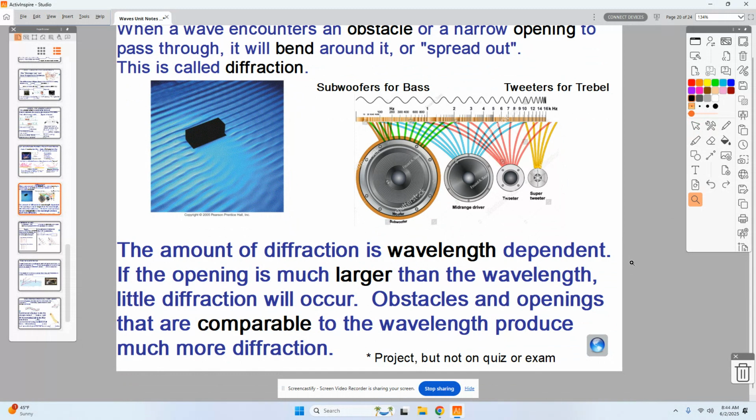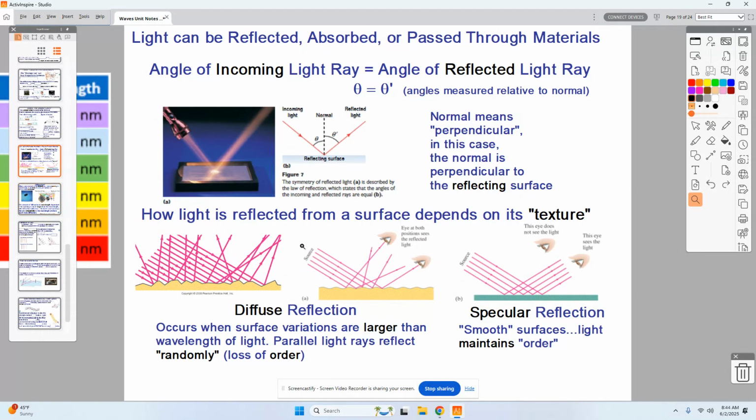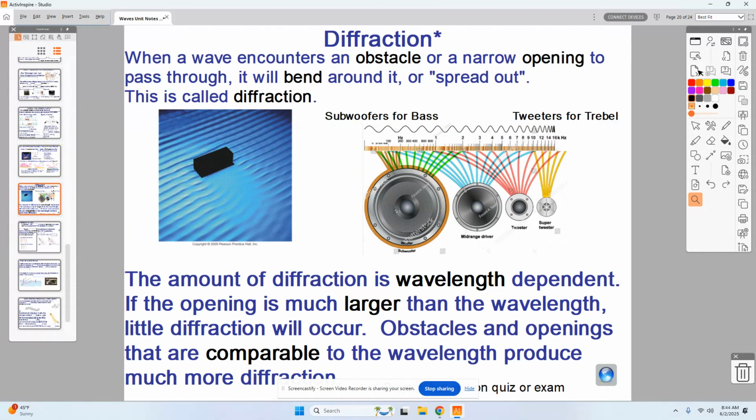You notice that this says it's on the project, but not on a quiz or an exam. So some of you are going to be doing a project item that might involve some diffraction. It's there for you to understand that as a wave principle. Reflection, there's no asterisk on that. Definitely reflection is something that could be on a quiz or an exam.